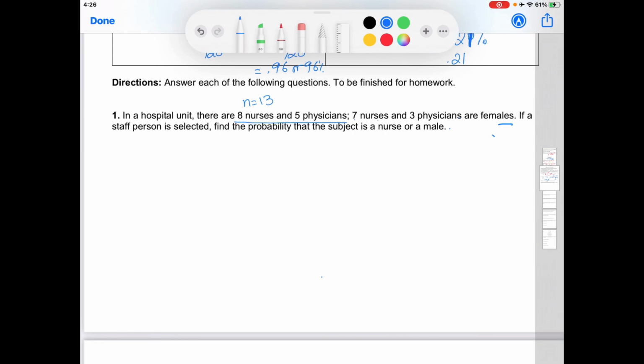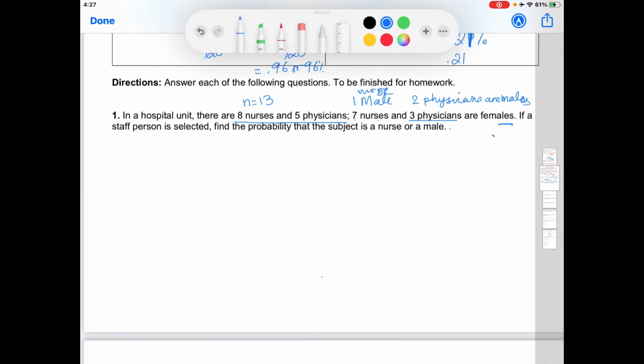So think about it. If 7 nurses are females, then how many nurses are males? 1 male. I've not even read the question, but as I'm going, I'm trying to analyze what other things it means, because not always will it give you all the information. You have to deduce the information from what is given to you. 3 physicians are females. If 3 physicians are females, then 2 physicians are what? Males. So 1 nurse is male, and 2 physicians are males.